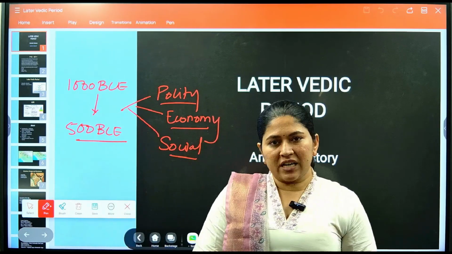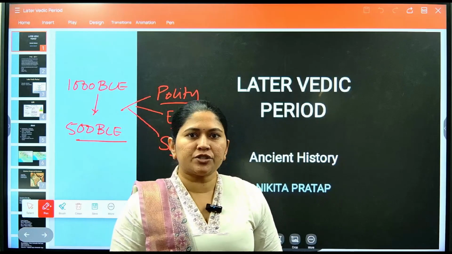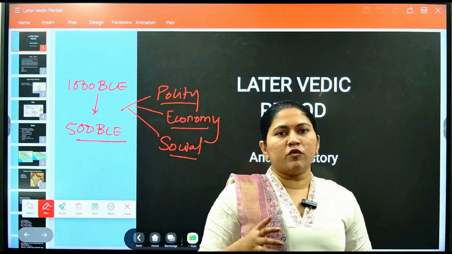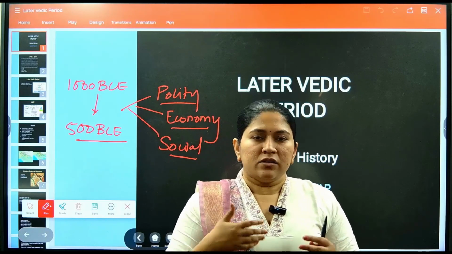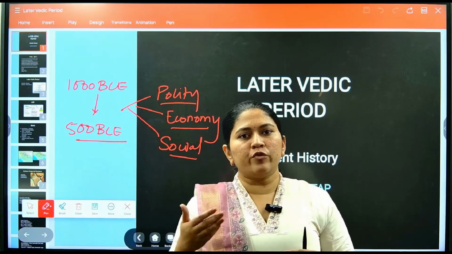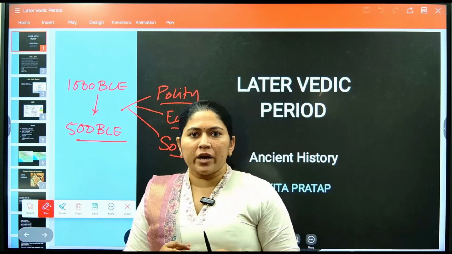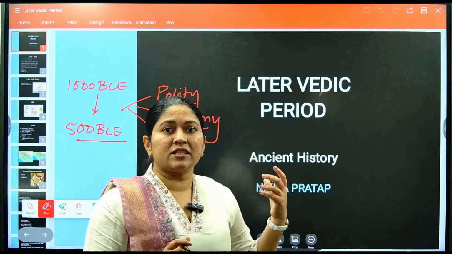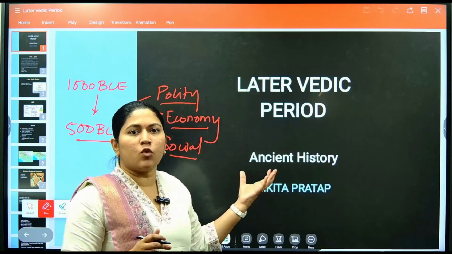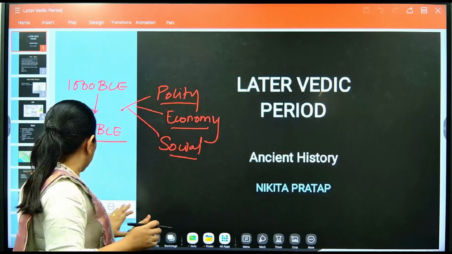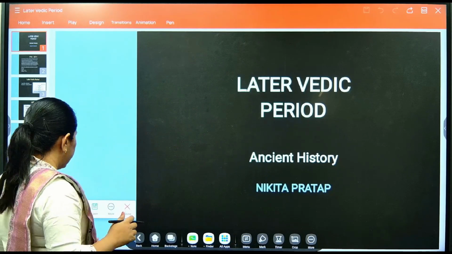This would be starting with our political administration, and with some of the protocols that are being set in the society. And slowly we would also be moving towards the Gupta period. But first you need to assess what was the pillar of all these ages. Now this pillar was the later Vedic period. So let us start with our discussion.